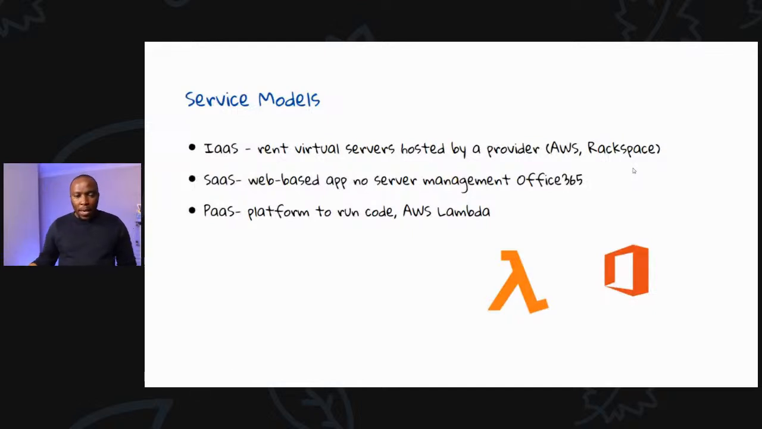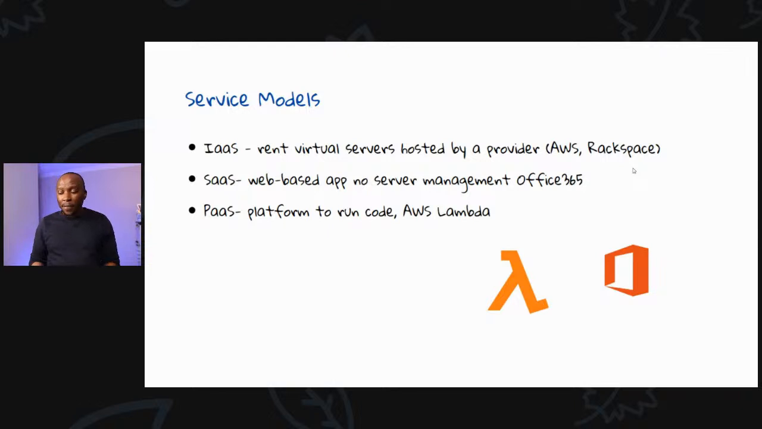So in the cloud, there are deployment models, there are also service models. I'm sure you probably heard about some of these acronyms: SaaS, which is software as a service, IaaS, which is infrastructure as a service, and then PaaS, which is platform as a service. What are these? What do they do? What difference does it make?